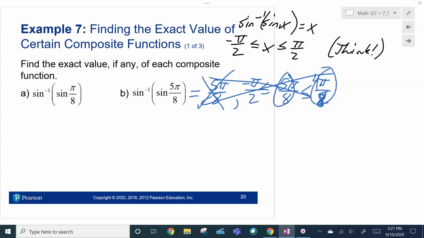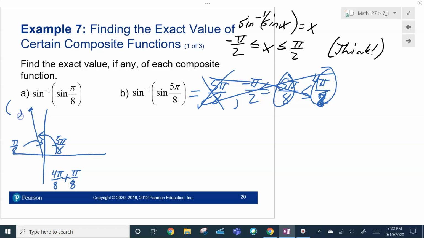Now, at this point, don't just throw it out and say it doesn't work, because the sine of 5 pi over 8 does exist. Here, let me show you where it's at. It's right here, right? It's 4 pi over 8 plus another pi over 8. That's where 5 pi over 8 is. So right in here is just little pi over 8. So the sine of 5 pi over 8, which is the y value right there, is right there.